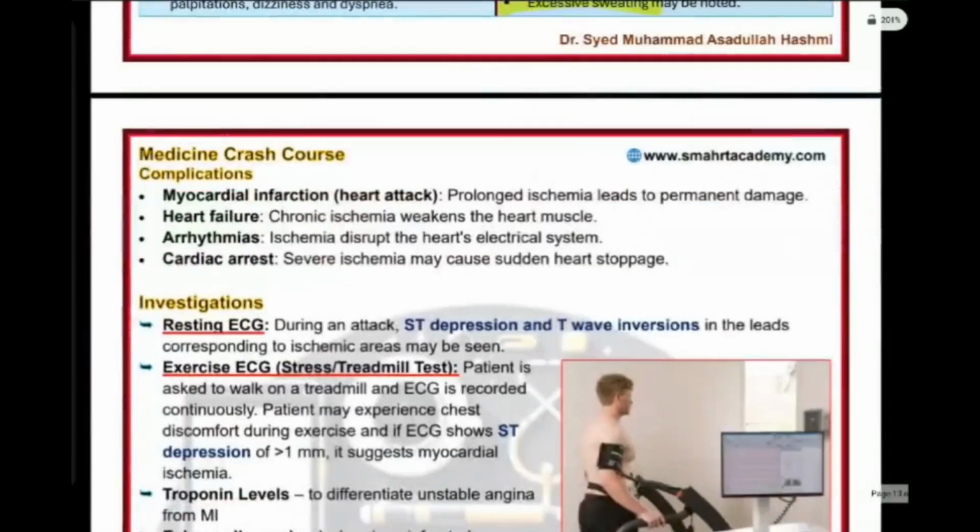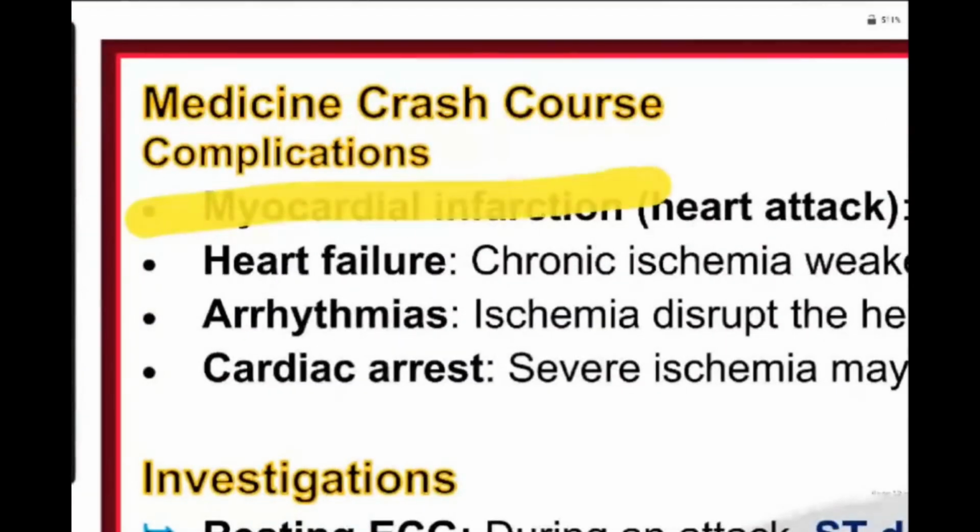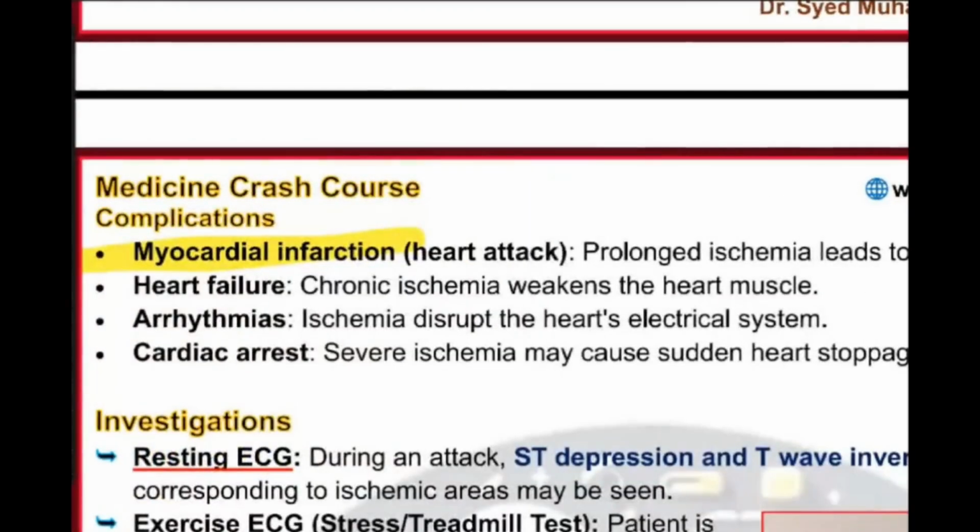This is about angina. How are you going to manage? If you don't manage first, what will happen? Myocardium. It will go into permanent damage. Prolonged ischemia, then we get heart failure. Or if heart failure is not there, then at least arrhythmia might be there. Why? Because the electrical system, the conduction system, is disturbed. Cardiac arrest. Severe ischemia, if it involves a large portion of the heart, leads to cardiac arrest.